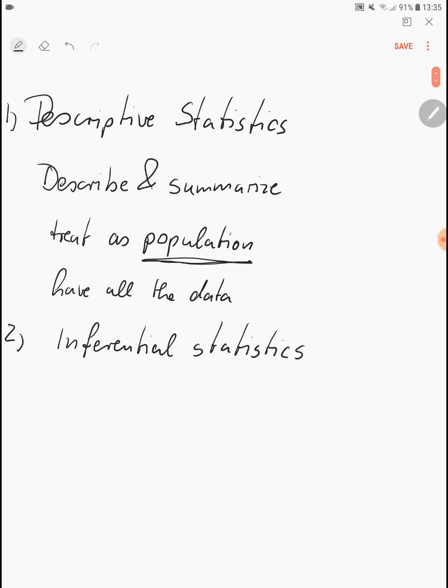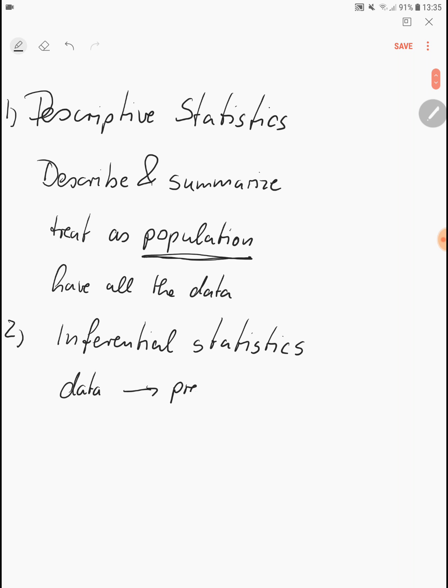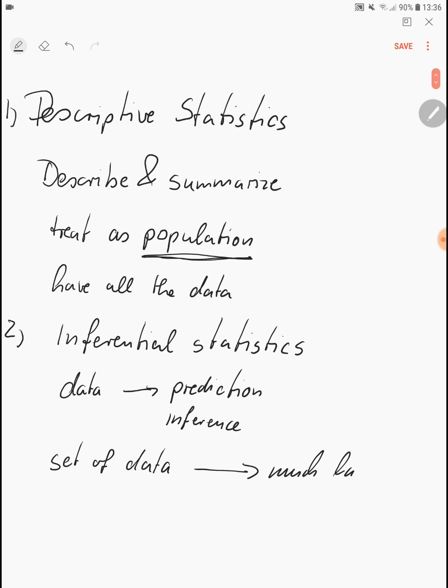And in inferential statistics, we are basically looking at some data and trying to make a prediction. So data, and from these data we make a prediction, or you can also call that inference, which is basically the same thing. So we use a set of data and try to make predictions about a much larger set.